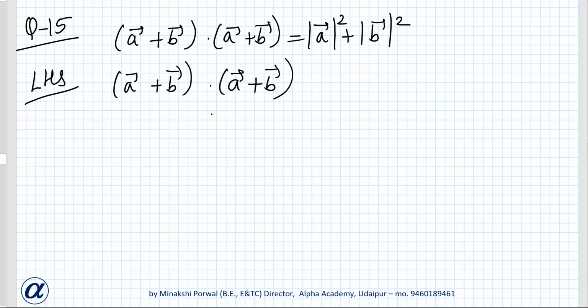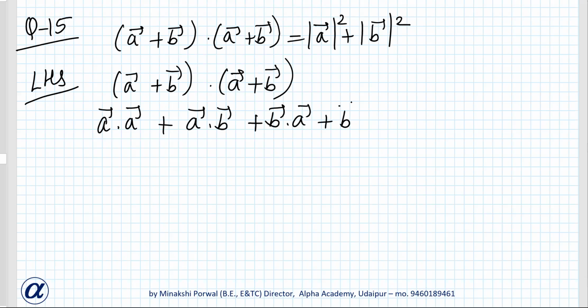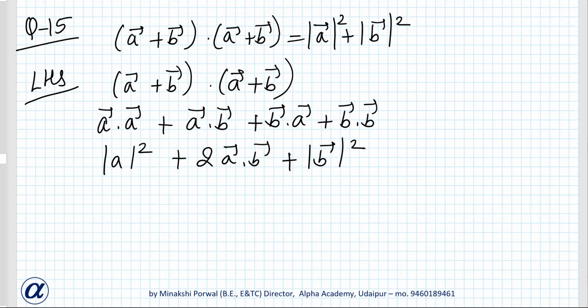That will be equal to A dot A plus A dot B plus B dot A plus B dot B. A dot A can be written as mod of A square. A dot B and B dot A both are equal, so this can be written as 2 times A dot B plus mod of B square. Now, if this is equal to this, that means this should be equal to 0.